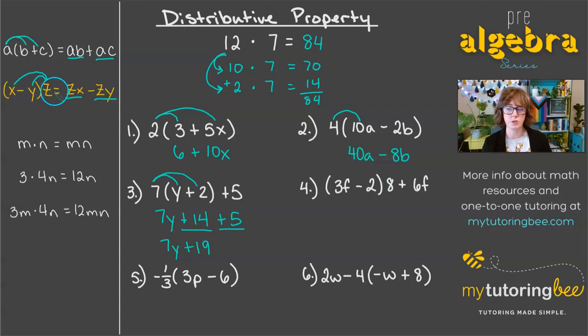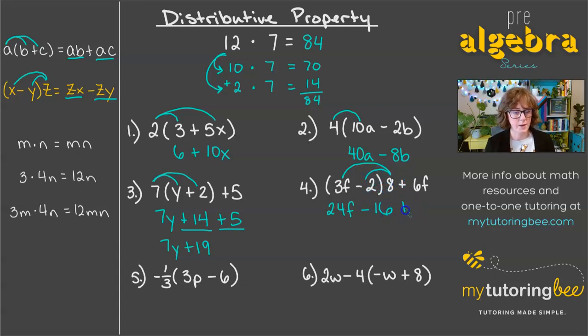So just like I showed you with the example over here, we still go ahead and distribute that 8. We're going from right to left instead of left to right, but we still want to distribute anything that's being multiplied times the set of parentheses into each term that's inside the parentheses. So 8 times 3f gives us 24f, and then minus 8 times 2 gives us 16.